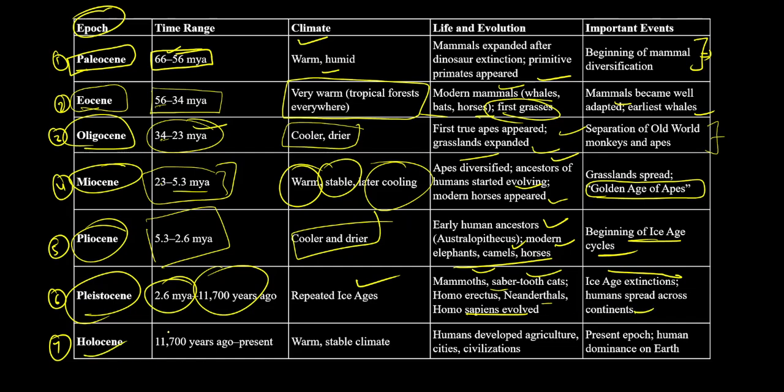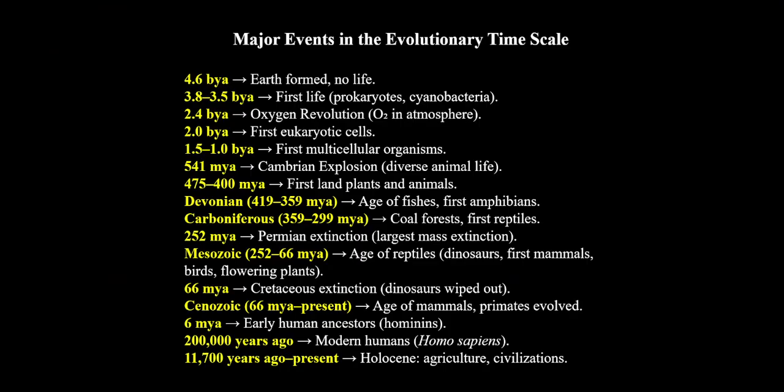Then Holocene, from 11,700 years ago to the present, a warm and stable climate is there. Humans developed agriculture, cities, and civilizations, and this is the present epoch. This particular epoch shows the dominance of humans on the Earth.